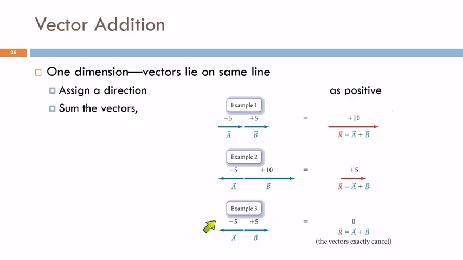Actually, let's jump down to example 3. If we have those same two vectors, but now one of them has flipped its direction. So we've got one going in the negative direction and one going in the positive direction. We add those together, the net is 0. Everybody okay with that? If we have a small vector in the negative direction, -5, and a large vector in the positive direction, +10, when we add those together, the sum is +5. Okay? Anybody have any trouble with that?